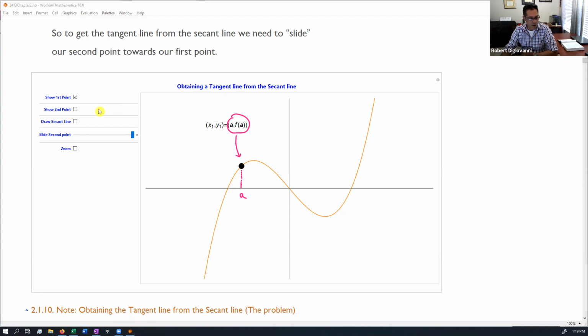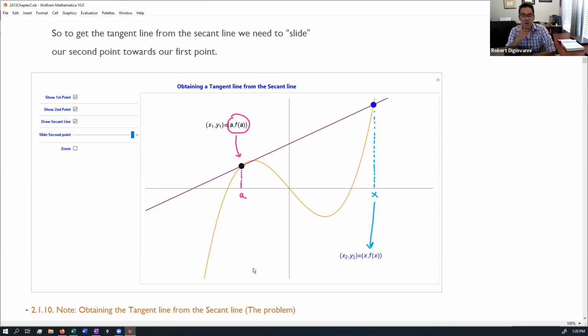Now we pick our second point, some arbitrary value over here, so wherever you want. Let's call this arbitrary value X. If you plug X into the function, the Y value is F of X, right? Now, if we draw a line between those, can somebody tell me what the slope of that line is? I need someone to tell me the slope of the secant line that I just drew.